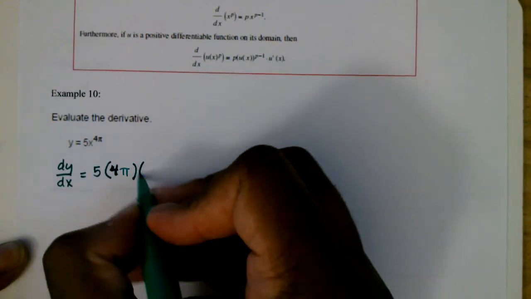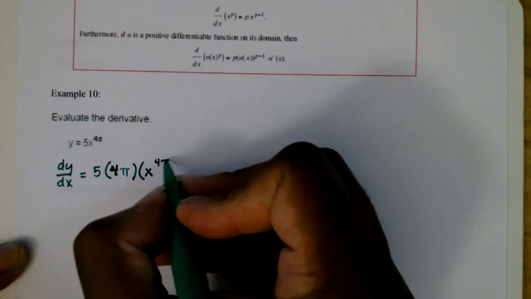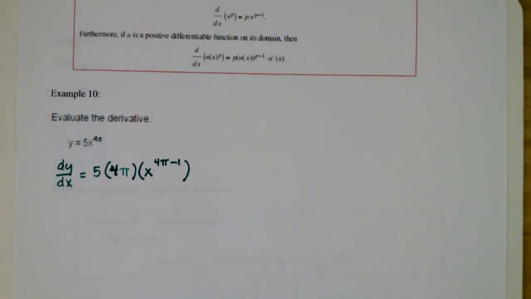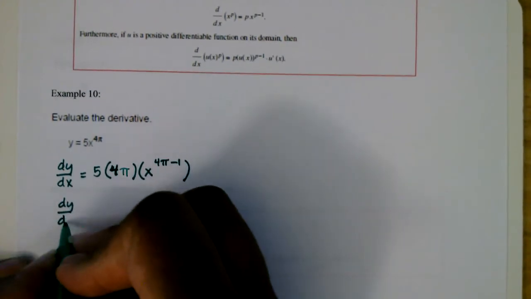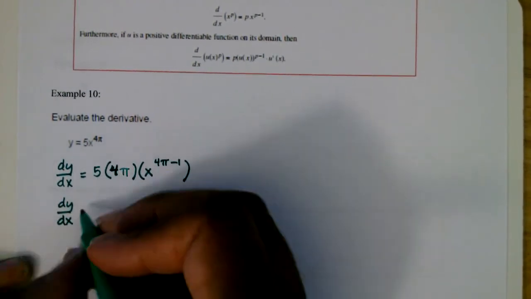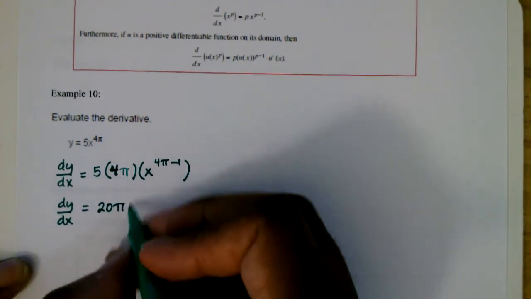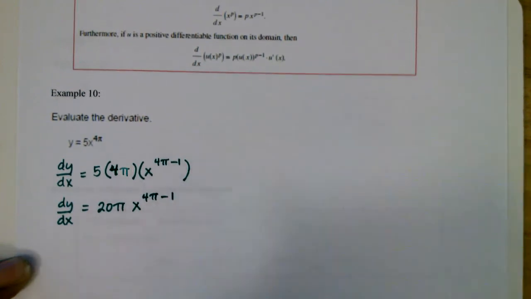Okay. And then copy over the x to the 1 less power. So this should just be 4 pi minus 1. I'm not going to even pull out that calculator to find out what 4 pi minus 1 is, so we'll just leave it as is. But if we simplify just a little bit here, that 5 times 4 pi would just be 20 pi, and then that will be x raised to the 4 pi minus 1. And I will go no further than that.